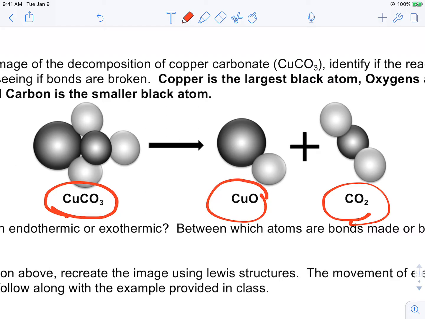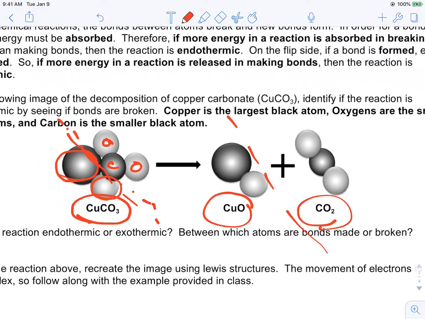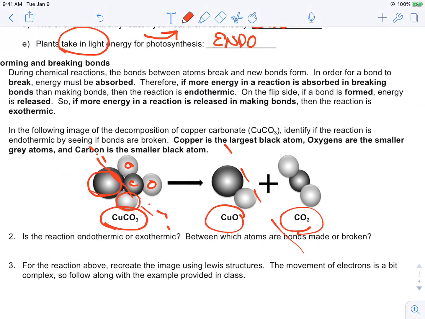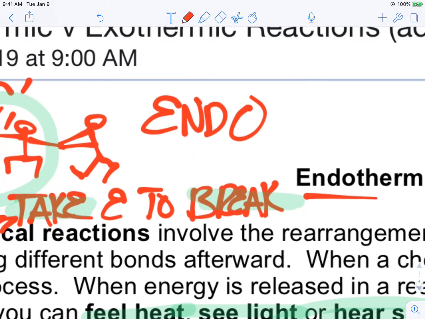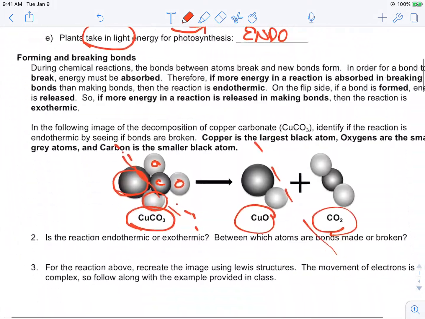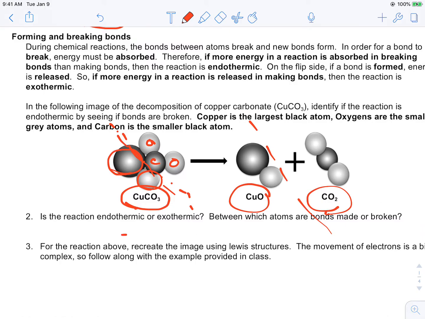And what we're going to look at is, just by looking at this on a basic level, we can see that our copper atom, which is represented here, and one of our oxygen atoms are separated off from the carbon and the other two oxygens. So basically, long story short, we've broken one thing into two pieces, which means that we have broken bonds. By breaking bonds, we have had to take in energy. So by taking energy in order to break them, this is going to be classified as an endothermic reaction.